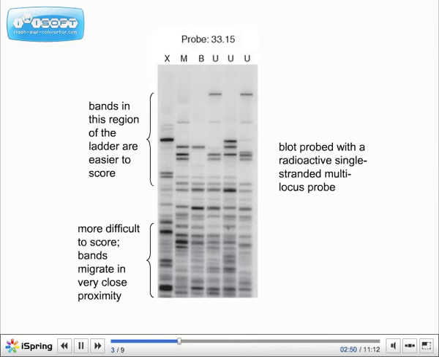The forensic scientist declares a match when two bands on the autoradiograph, a DNA fragment from the suspect and a DNA fragment from the biological samples collected at the crime scene, unambiguously have the same mobility and therefore migrate at the same position on the autoradiograph. In a ladder of DNA fragments, the slow-moving fragments in the top half of the autoradiograph are easier to score because the fragments are farther apart than the fragments in the lower third of the autoradiograph, where bands tend to migrate in close proximity.